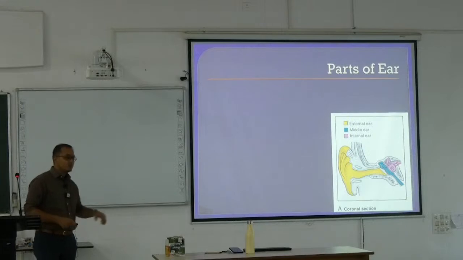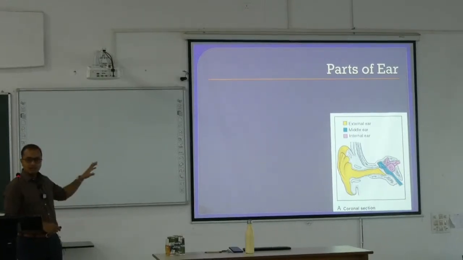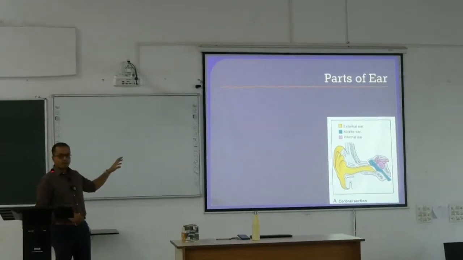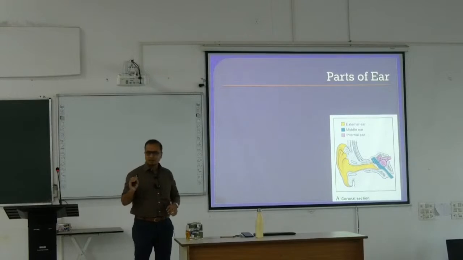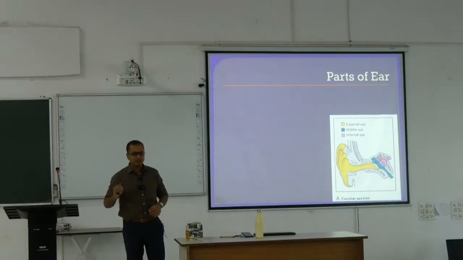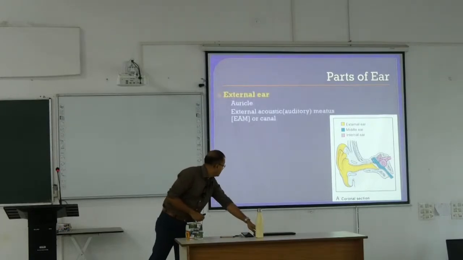So for this discussion, we'll be talking about the external ear and the middle ear, which is our point of concern. Later on, we'll just be breezing through the inner ear, describing only its parts. So to start with, the external ear. The external ear has got parts.